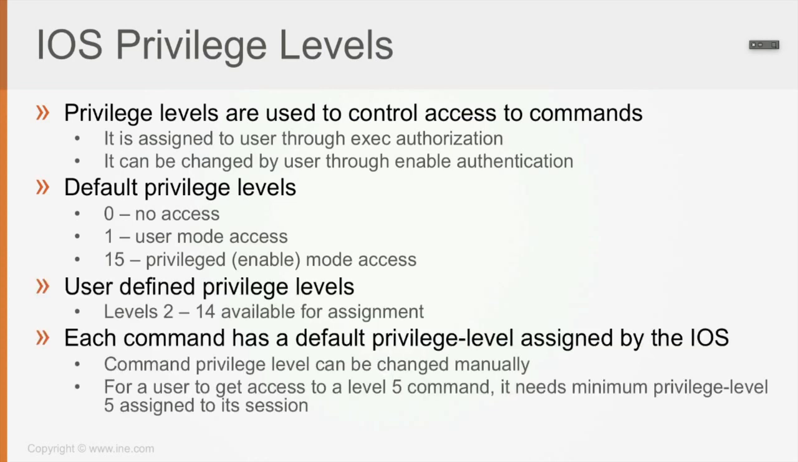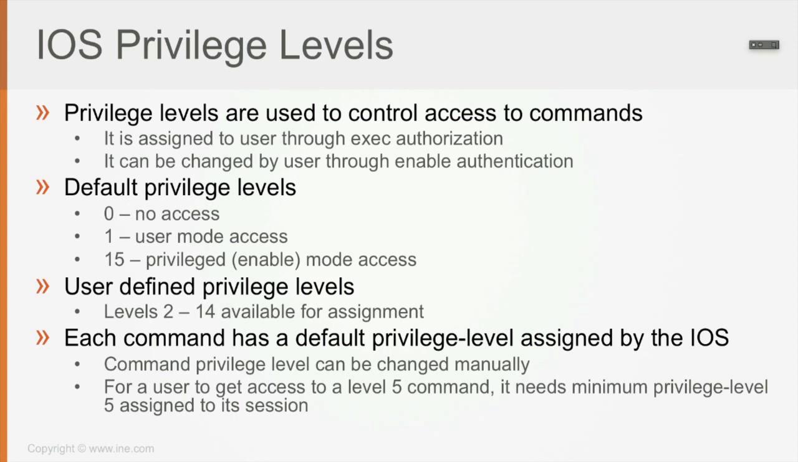Optionally, you can define other privilege levels between 2 and 14. Those are available for assignment. By default, the IOS router doesn't make use of those privilege levels of 2 to 14, only 0, 1, and 15. And now, as I was saying, each command that's available on a router has a default privilege level assigned by the IOS, and that's going to be either privilege level 1 or 15. So all commands by default have a level of 1 or 15 assigned.